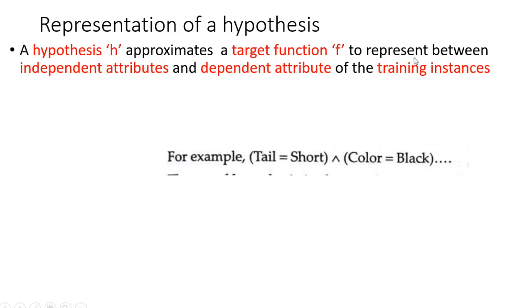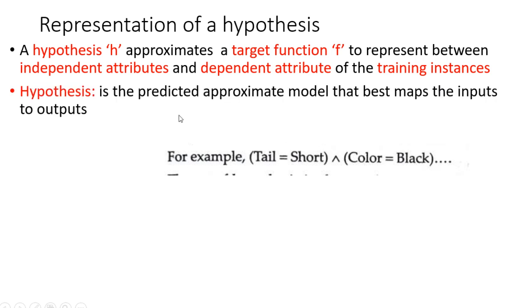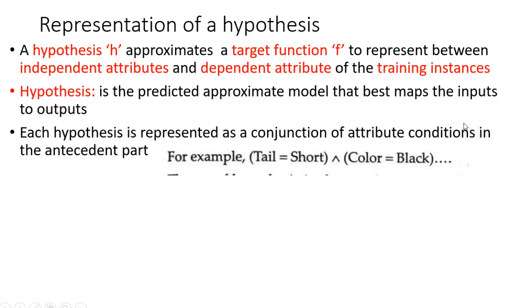What are the inputs? They are the training instances which we are giving for our model to learn. So our training instance will have independent attributes, it will have dependent attributes. And there is a target function. So a hypothesis is approximating the relationship between the target function f and the training instance. Basically, hypothesis is a predicted approximated model that best maps the inputs to the outputs.